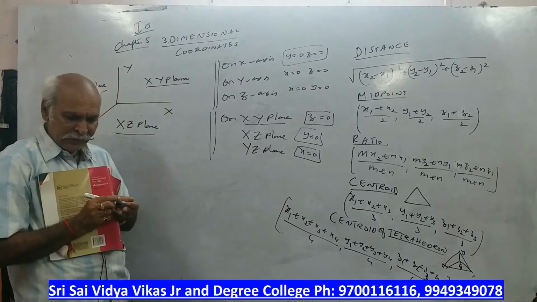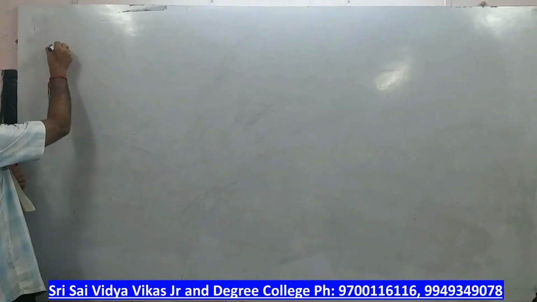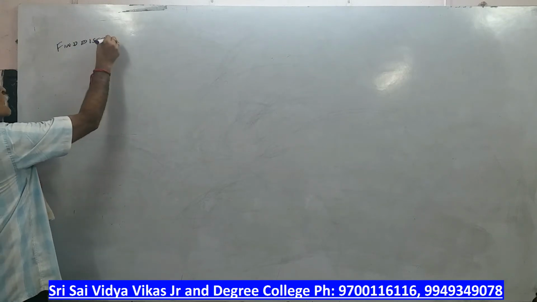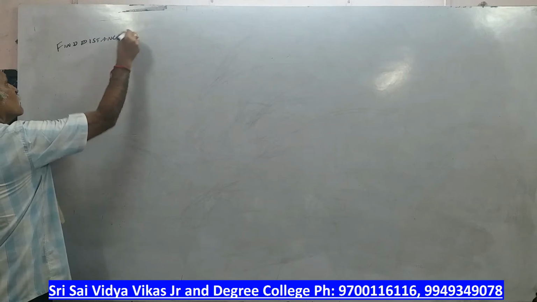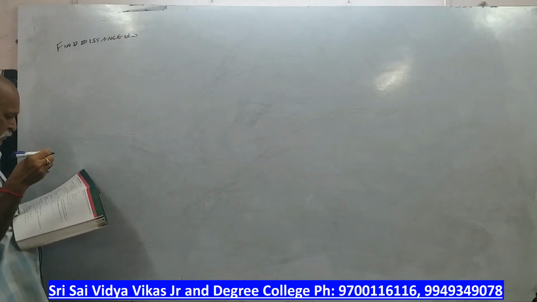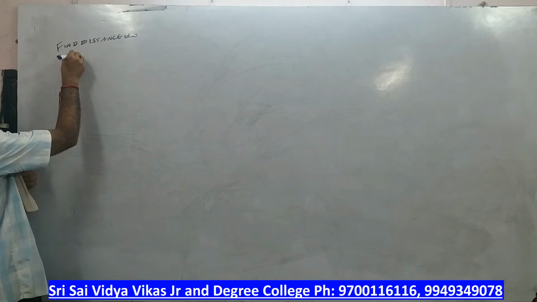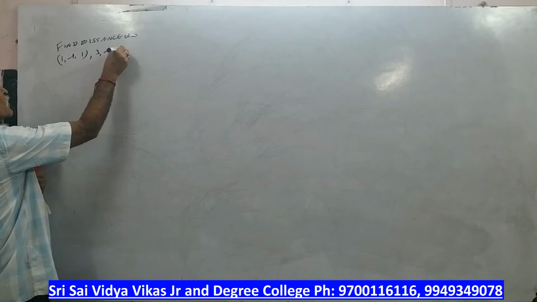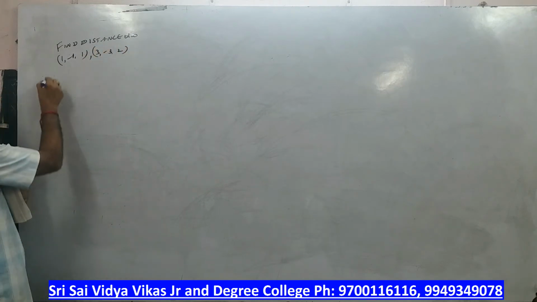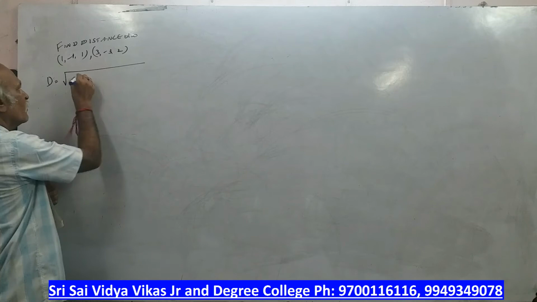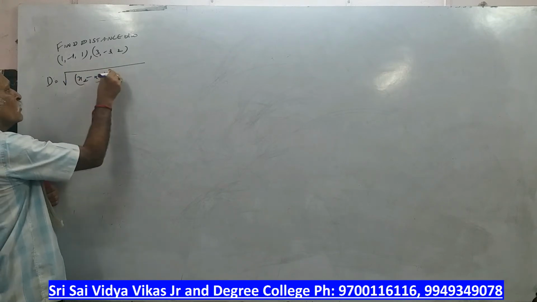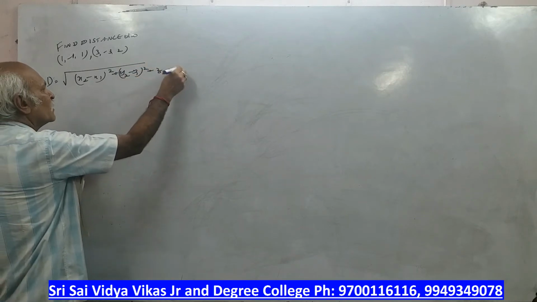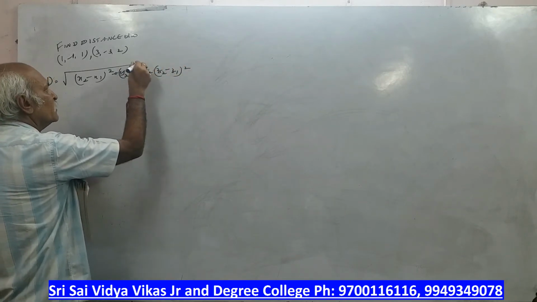Let us start problems. Okay, first problem. Find the distance between 1 comma minus 1 comma 1 and 3 comma minus 3 comma 2. Okay, what is the distance formula? Root of x2 minus x1 whole square plus y2 minus y1 whole square plus z2 minus z1 whole square. Here is the distance formula.